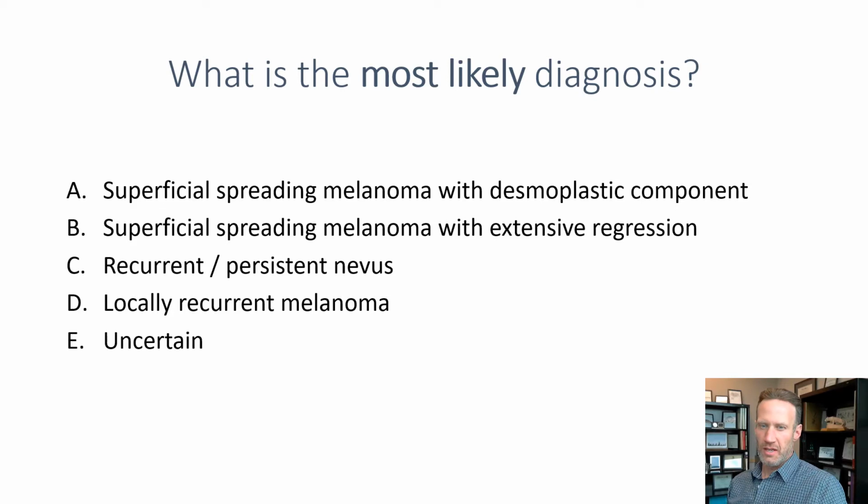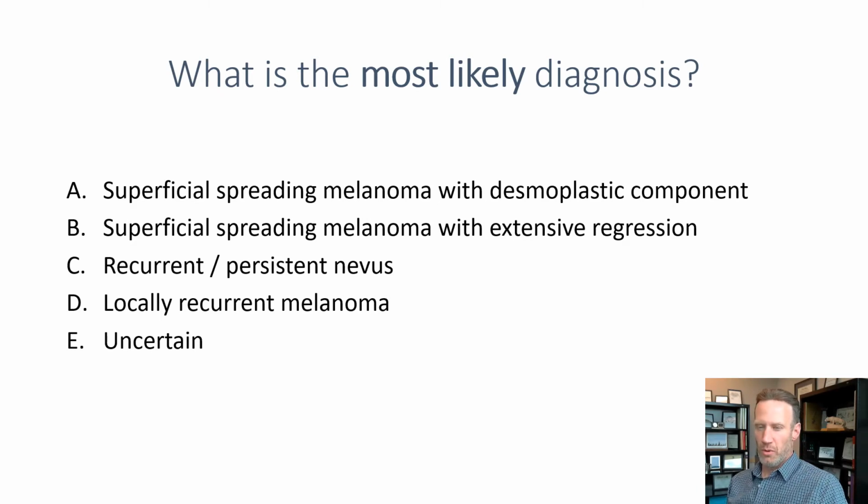But with the admittedly limited information in hand, at this point, what would be the most likely diagnosis for this case? A, superficial spreading melanoma with desmoplastic component. B, superficial spreading melanoma with extensive regression. C, recurrent or persistent nevus. D, locally recurrent melanoma. Or E, uncertain.